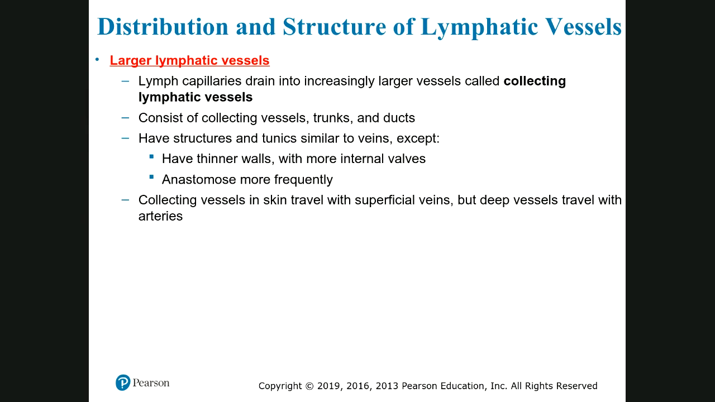So, recapitulation: the large lymphatic vessels, we call them collecting lymphatic vessels. The superficial ones always travel with the veins, but the deep vessels travel with arteries. And the largest ones have their own blood vessels. We call that vasa vasorum, which supplies the lymphatic vessels with nutrients. I go back to this slide.